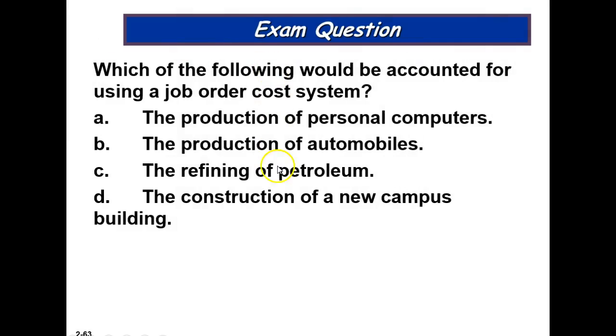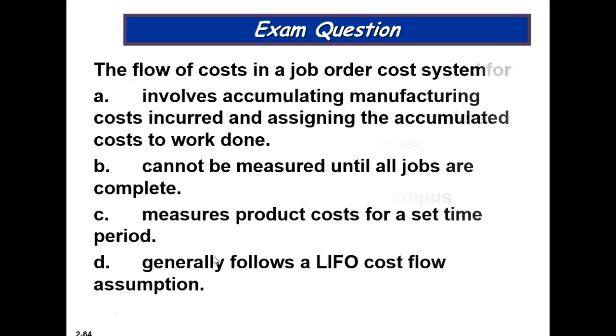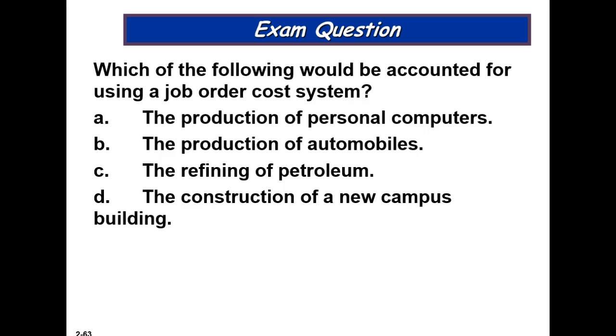So just so you know, at the end of each of these PowerPoints or throughout, I do this so you can get an understanding of what the quizzes are going to be like. It's going to be just like this. Which of the following would be accounted for using a job order cost system? The production of personal computers, the production of automobiles, the refining of petroleum, or the construction of a new campus building? What do you think? Yeah.